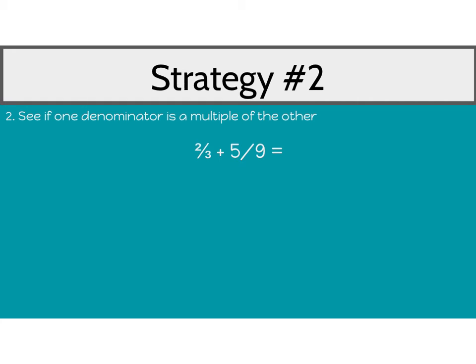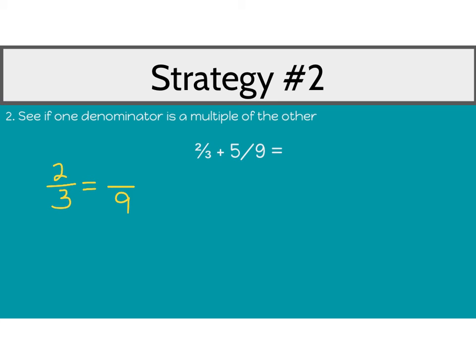So is 3 a multiple of 9, or is 9 a multiple of 3? Why, yes. 9 is a multiple of 3, right? We would list our multiples of 3 as 3, 6, 9. And so guess what? That would be our starting point for figuring out our common denominator. So the 5/9 won't change, but our 2/3 we're going to change to have a denominator of 9.